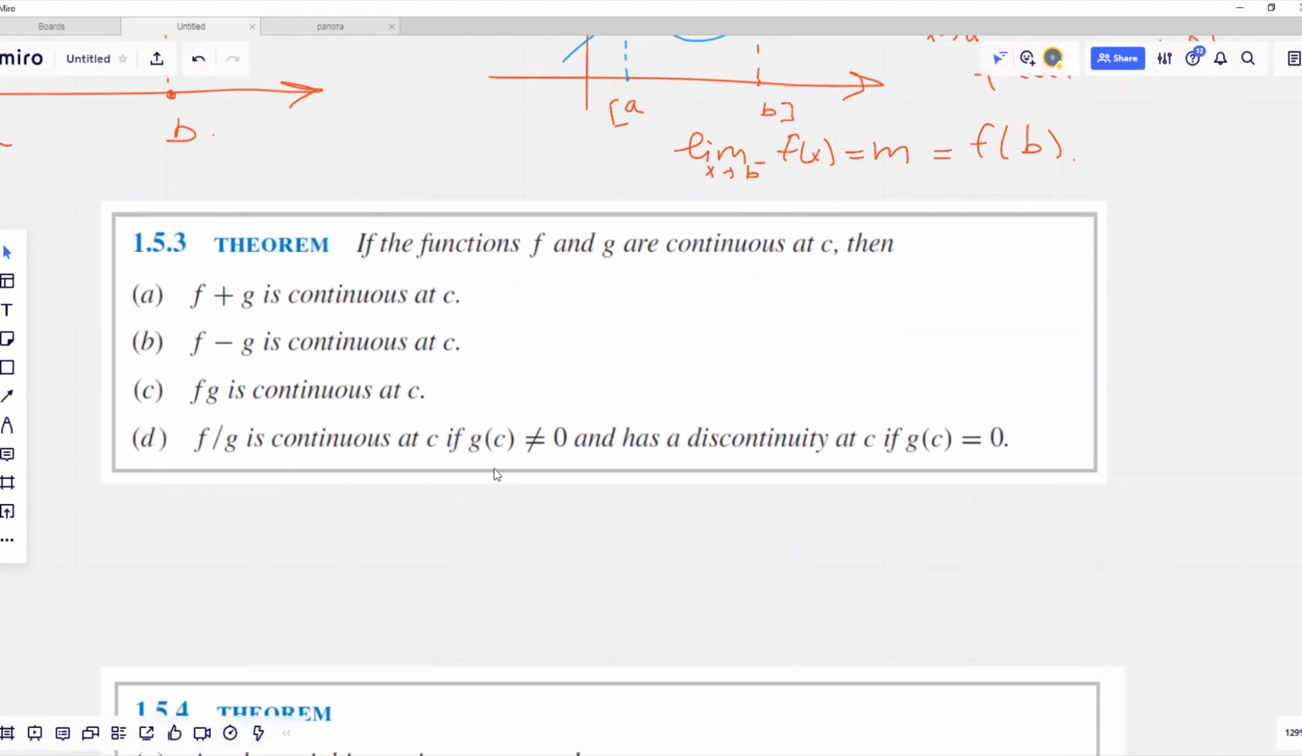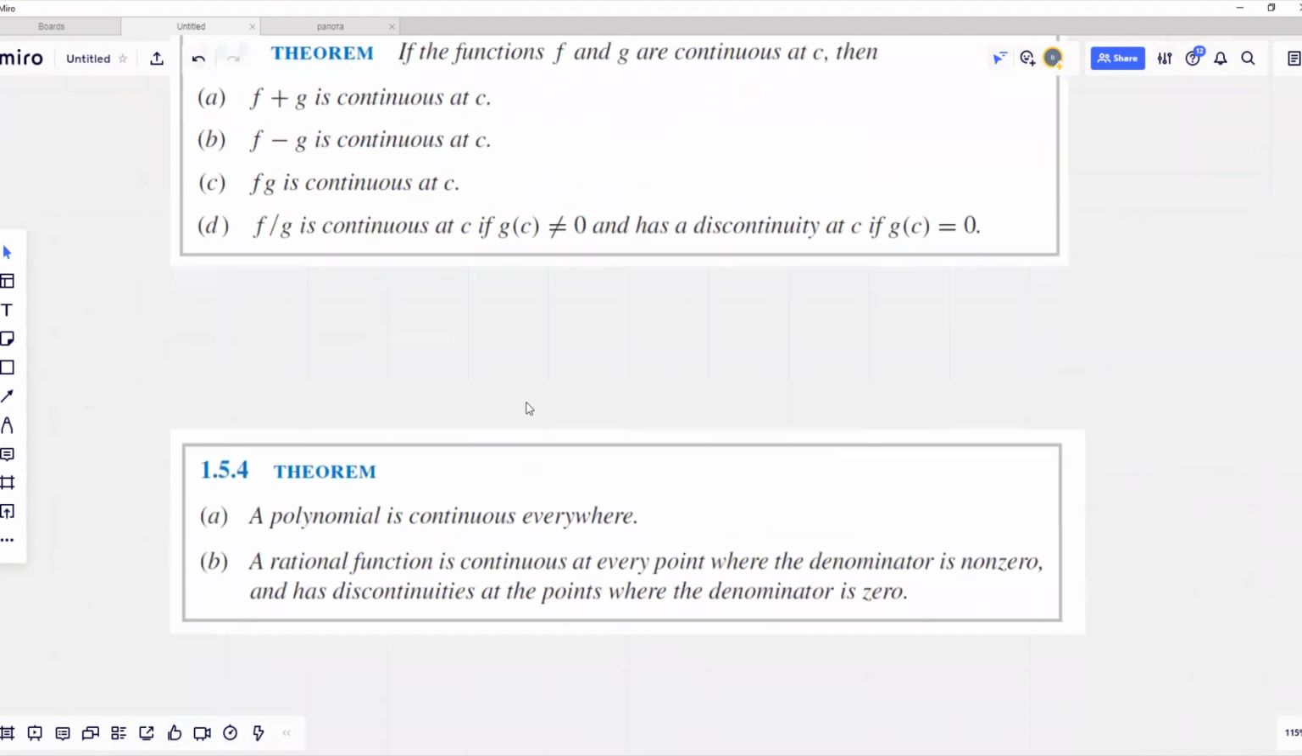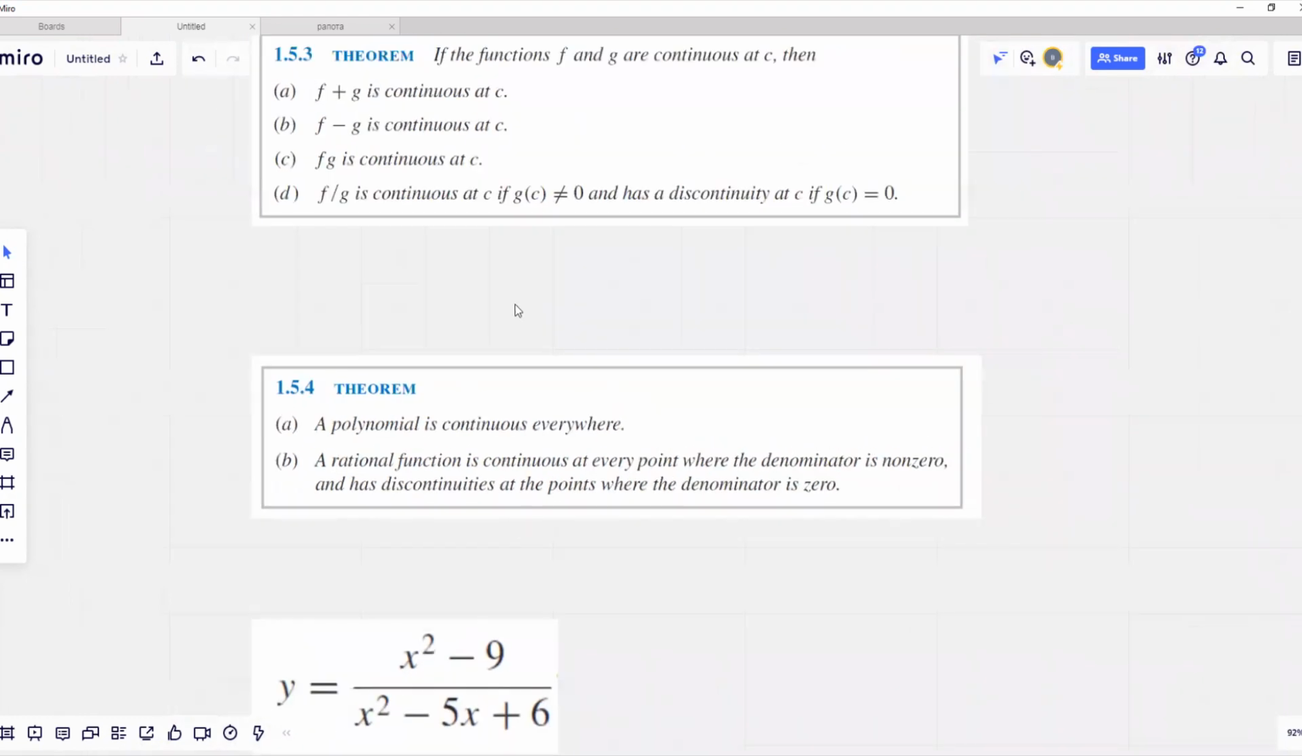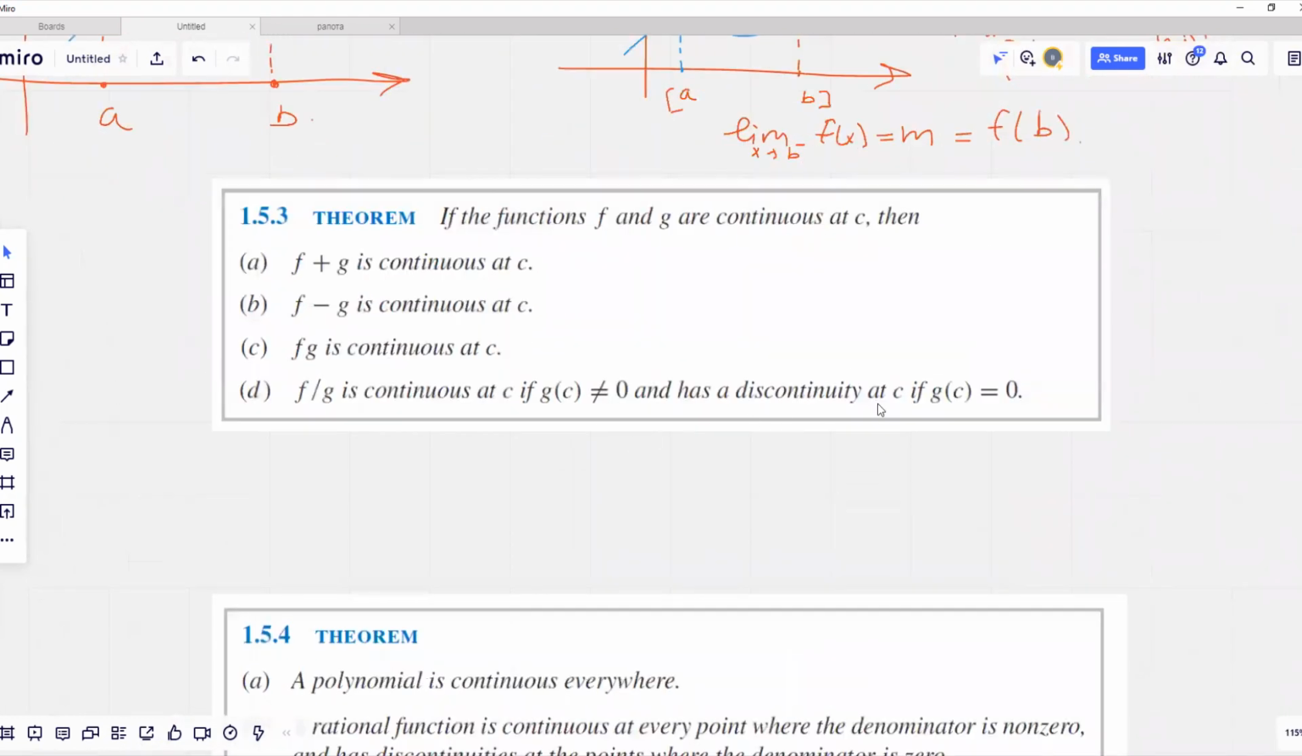If g at point C is equal to 0, then this ratio here has a discontinuity at C. Okay. And we'll be using these properties in our next video, when we'll be solving a practice sheet on section 1.5.